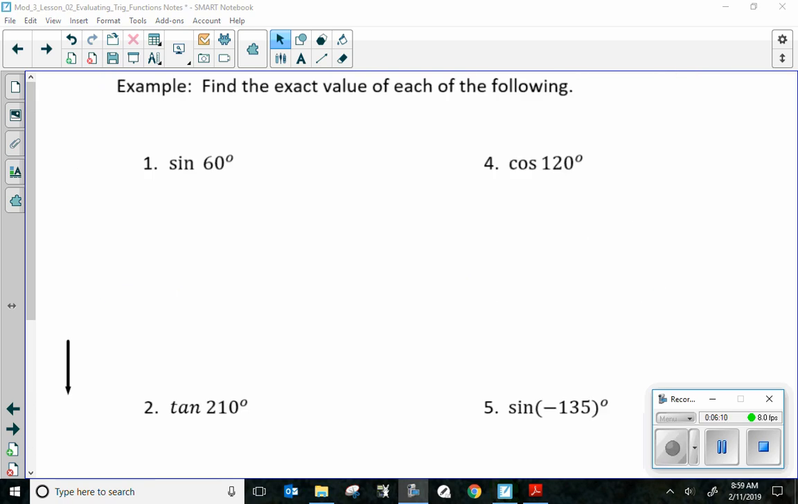So let's try to find exact values of each of the following angles they give us here. And what do we have? A total of 6 problems? Yes, we do. Let's do this.